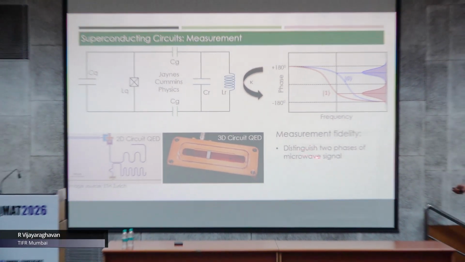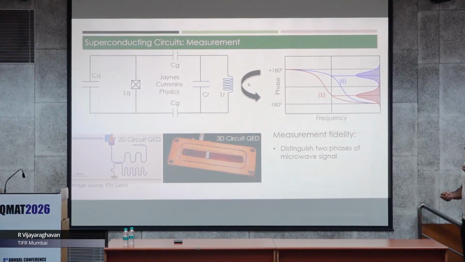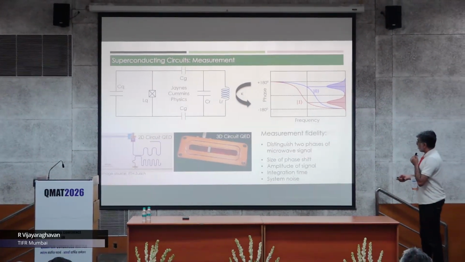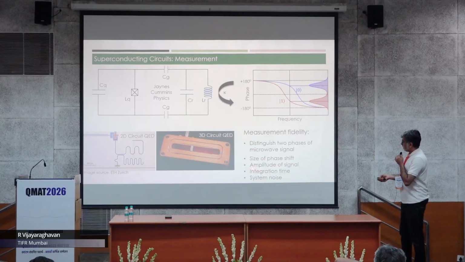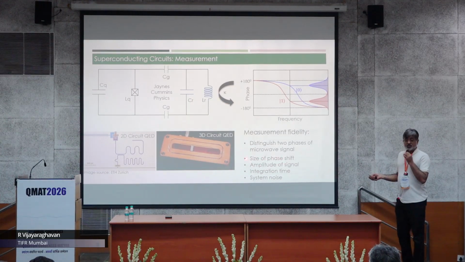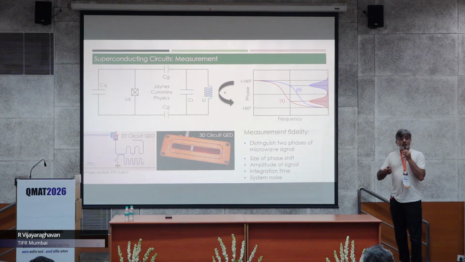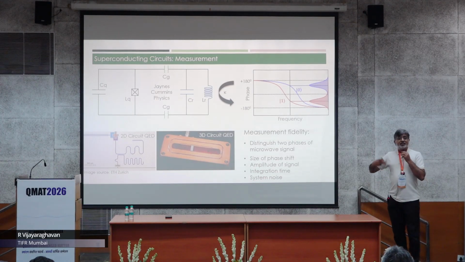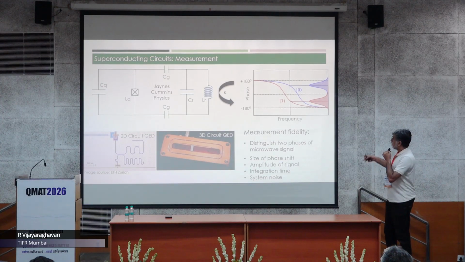Okay, so since the task of identifying the qubit state is connected to measuring these phase shifts, that's the task you have to do. That's the engineering task you have to do. You just have to distinguish the two phases, and that depends on how much the phase shift is, how strong the signal is on which this phase shift is riding, the amount of time you integrate the signal to extract the phase shift, and then the overall noise levels in your system, right? So you can see all of this will give rise to how good this measurement is.